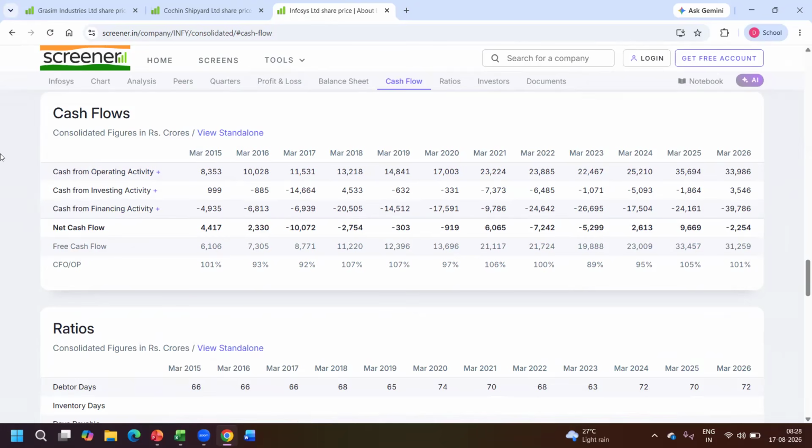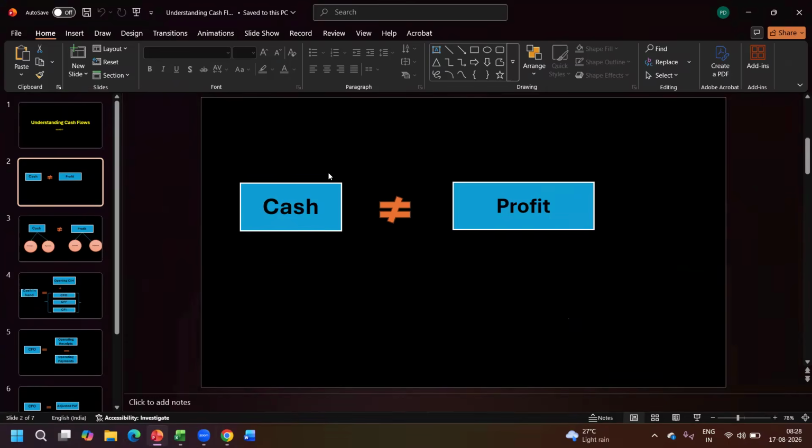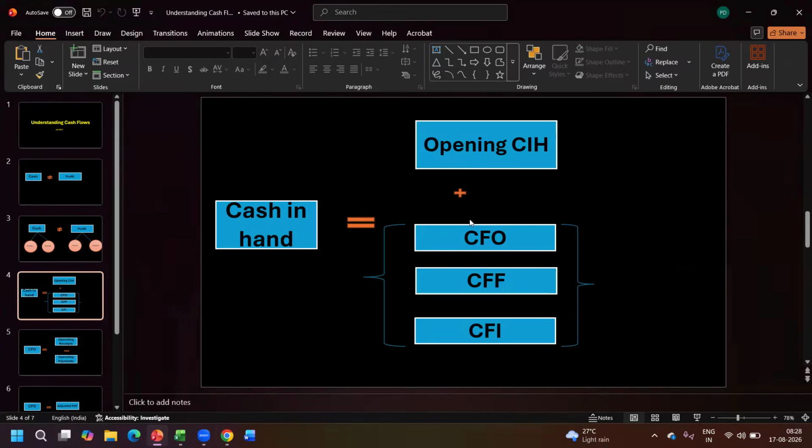Is the company generating cash from business? If yes, what are they doing with that cash? So that brings us to the end of our discussion, that it is important for us to understand cash is not equal to profit. And it's always important to understand the cash flows as per Ind AS 7.